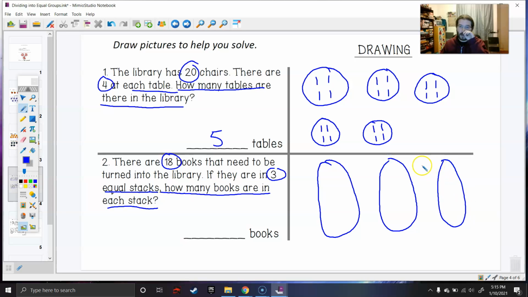So 18 books. So we go 1, 2, 3, 4, 5, 6, 7, 8, 9, 10, 11, 12, 13, 14, 15, 16, 17, 18. So how many books are in each stack? We have 6 books.